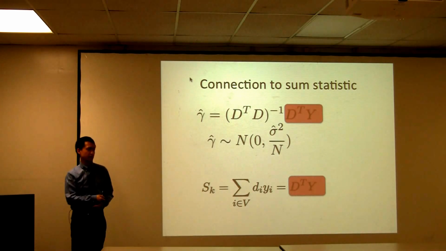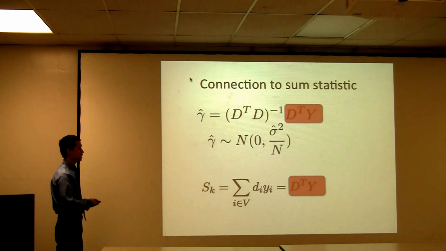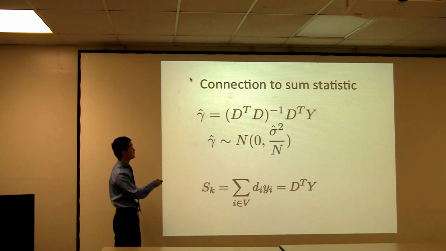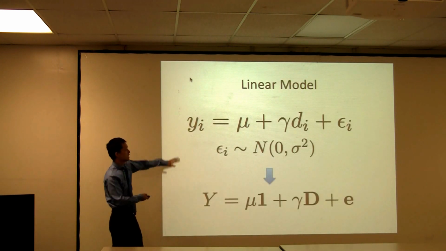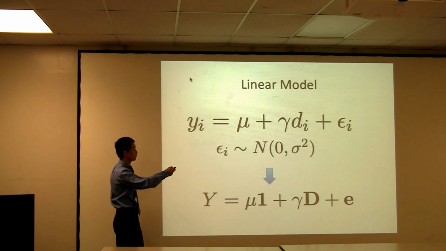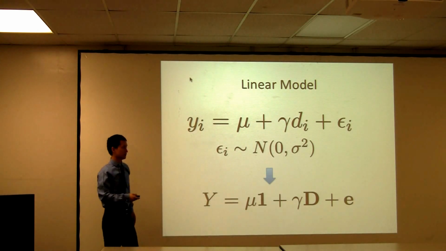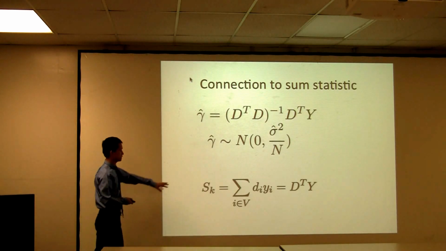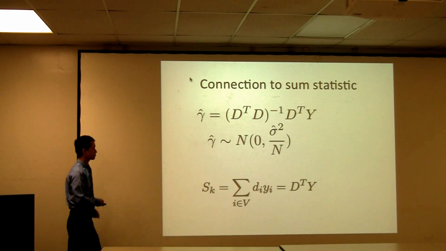So instead of doing the permutation test to assess the significance level of S_k, we build the previous linear model and compute the p-value for the coefficient gamma. The p-value will be the p-value of this test statistic S_k.